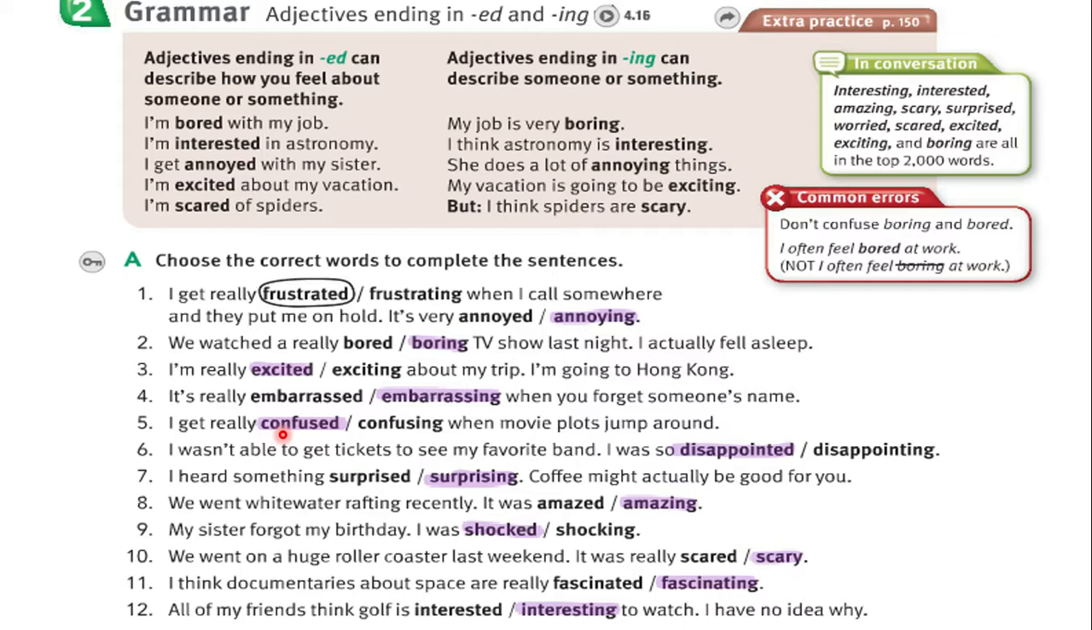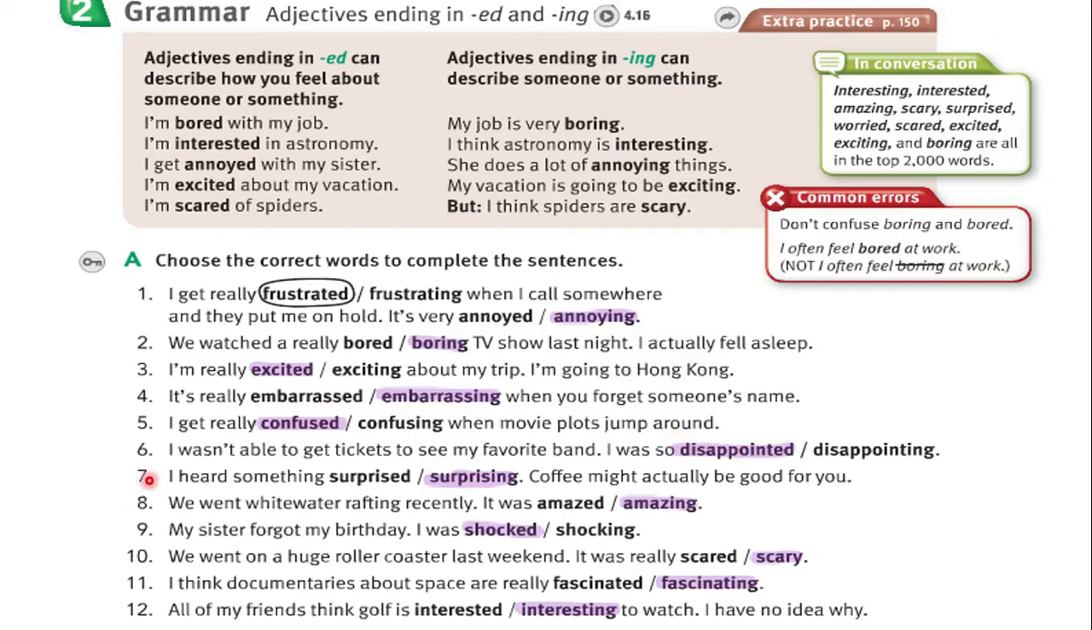I get really confused when movie plots jump around. What does it mean? Yo me confundo, yo me siento confundido cuando hay historias de películas que van de un tema a otro y no tienen una secuencia. Yeah? This is how I feel when that happens. Number 6, I wasn't able to get tickets to see my favorite band. I was so disappointed. Yeah? So that is how I felt.